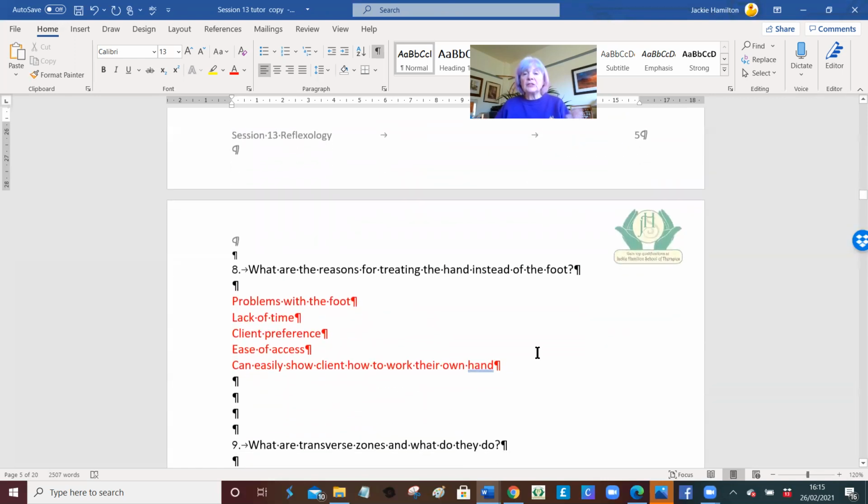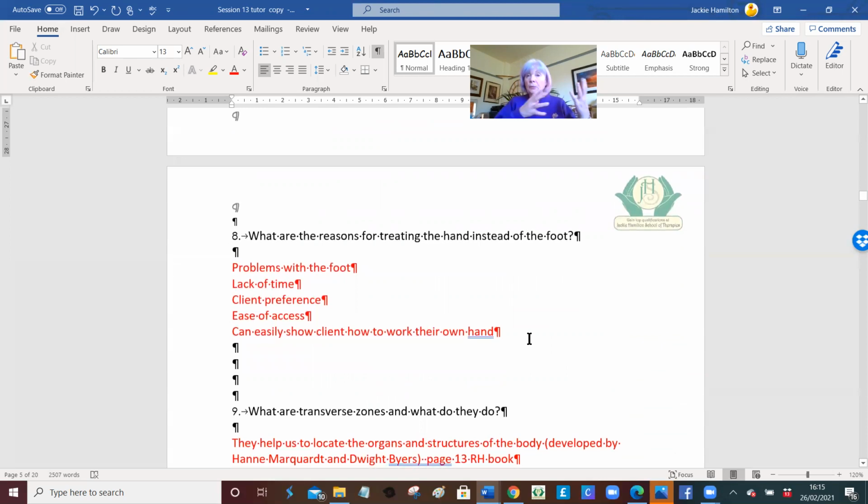So what are the reasons for treating the hand instead of the foot? Put down some of your answers. I'm just going to go over some. There could be a problem with the feet. There could be lack of time, because if someone only had 20 minutes, it would be a good idea to give them a hand reflexology treatment, because it doesn't take so long to do the hands as it does the feet. It could be the client's preference that they don't like their feet being seen by anyone or touched.